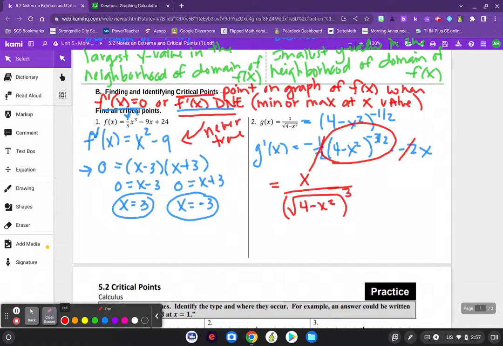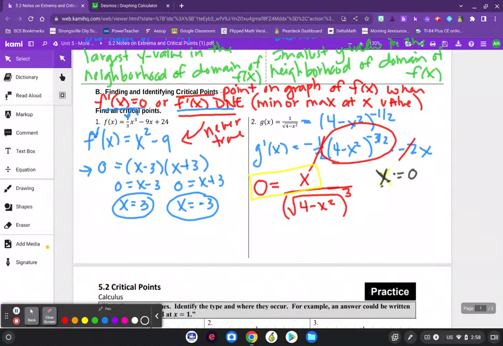And now I got to figure out when does this equal 0 or when does it not exist, all right? And so here's the deal. This function is equal to 0 when the numerator equals 0. Think about it. 0 divided by anything gives me 0. So if x is equal to 0, then this whole fraction equals 0. 0 divided by anything is 0, okay?